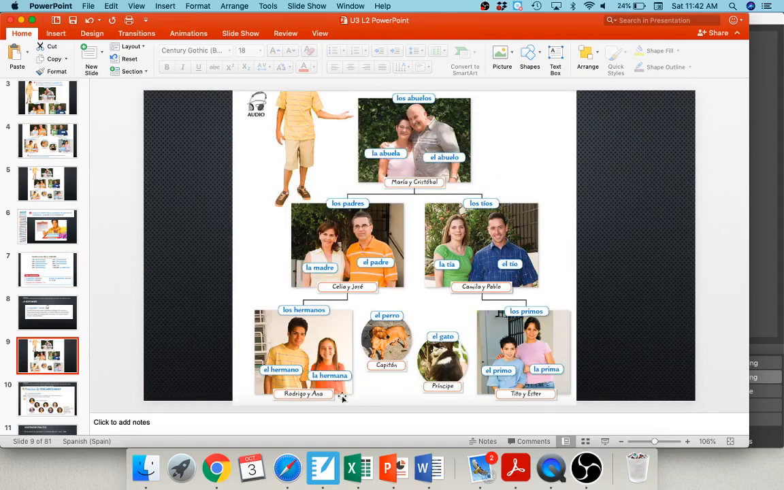Let's also say these family members together so you know them. Repitan. Los abuelos, la madre, el abuelo, los padres, el padre, la madre, los tíos, la tía, el tío, los hermanos, el hermano, la hermana, el perro, el gato, los primos, el primo, la prima.